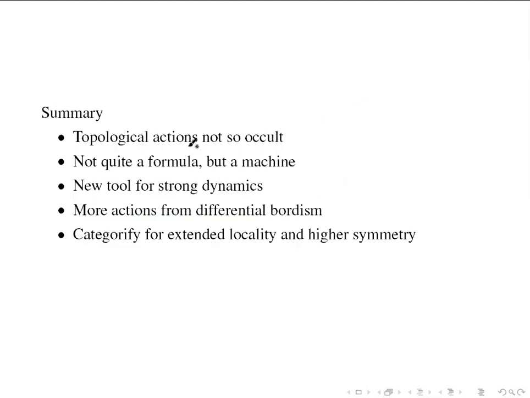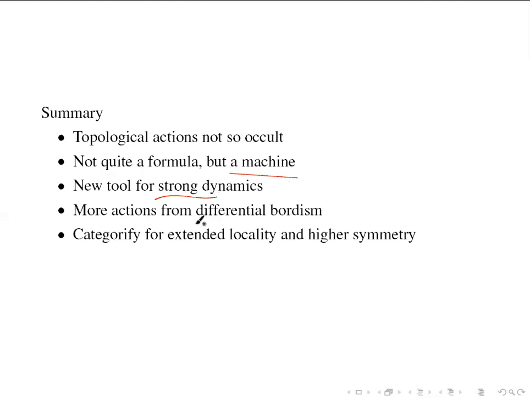Okay, so here's my summary. What I've done is I've hopefully turned topological actions, which, at least to me, were very arcane, there were many constructions and they seemed to be all over the place in the literature, into something where now there's a machine, an algebraic topology machine, which allows you to calculate them and actually really understand where they come from. And I think one of the obvious physics applications of that is to use it to study strong dynamics using anomaly matching in the way I've described.